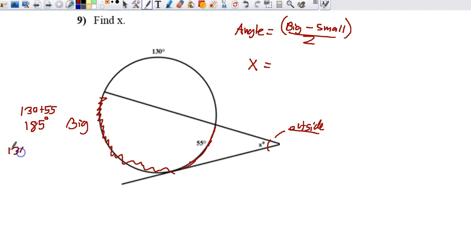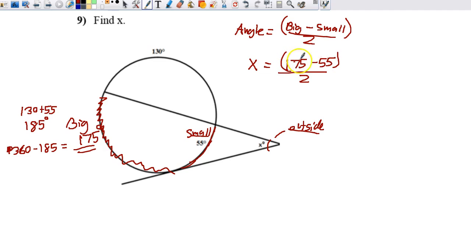And if you do 360 minus 185, you're going to get, what is that, 175? Right. So your big arc's actually 175. Your small arc is going to be 55. We're going to plug it right in there. Okay, subtract these two. It's going to get you 120, excuse me. And then that divided by 2.